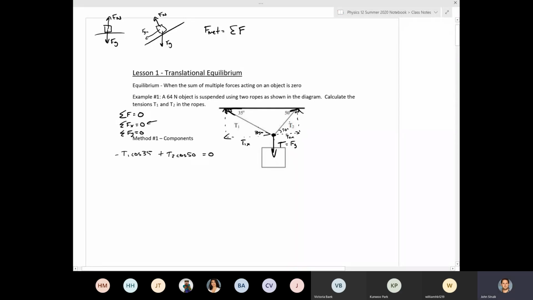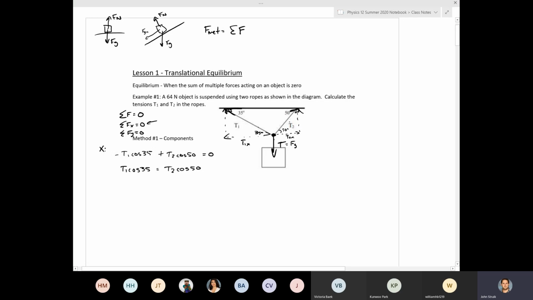So if I do that, then I can figure out that T1 cos 35 is equal to T2 cos 50. And that makes sense. There's only two forces in the x direction. They have to balance each other out. So that's for the x direction.